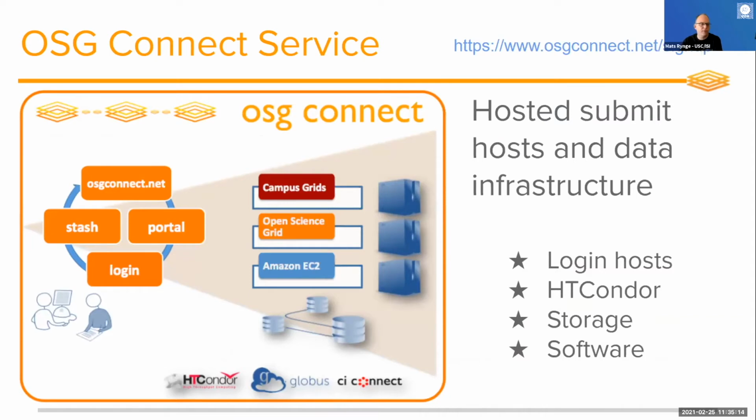And when I talk about OSG here, I'm mostly thinking about OSG Connect, the hosted service that Open Science Grid provides. It's really for small to medium projects that do not have infrastructure themselves. They can easily sign up and get an account in this hosted infrastructure. It's a hosted submit host, hosted data infrastructure, and it's open to all US researchers. So it's a really good resource for you if you're looking for an execution environment.